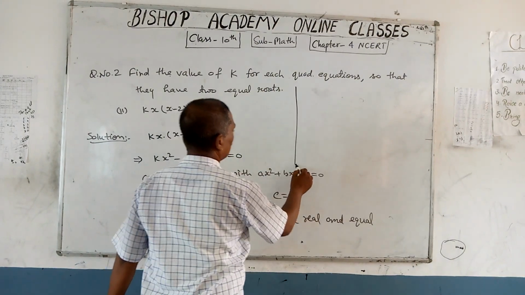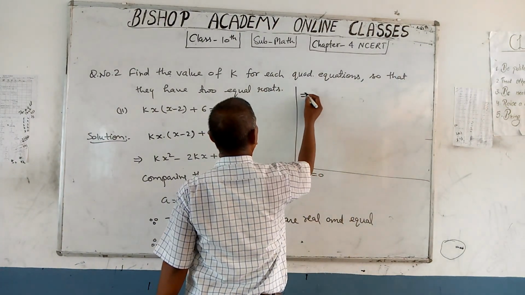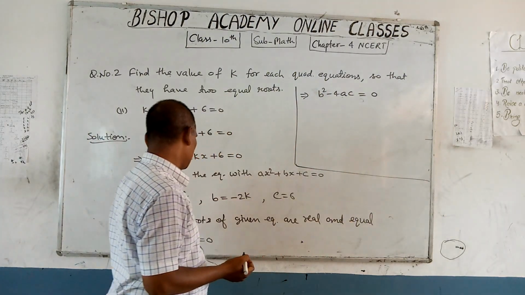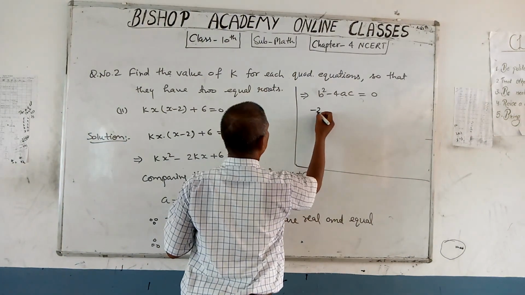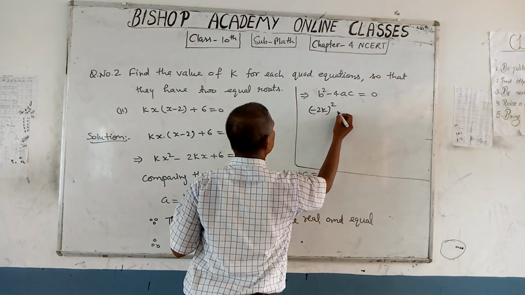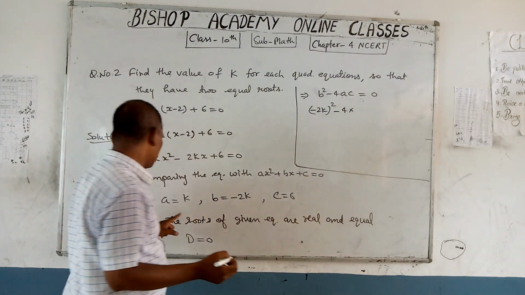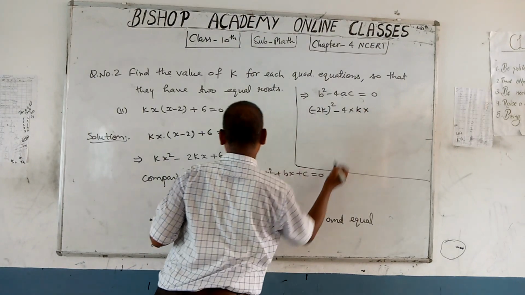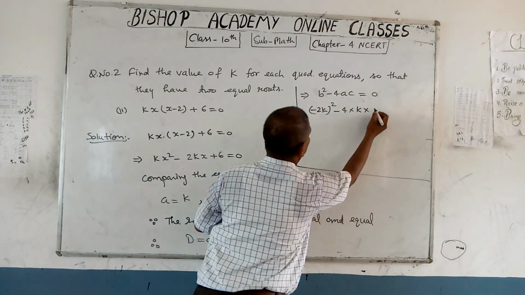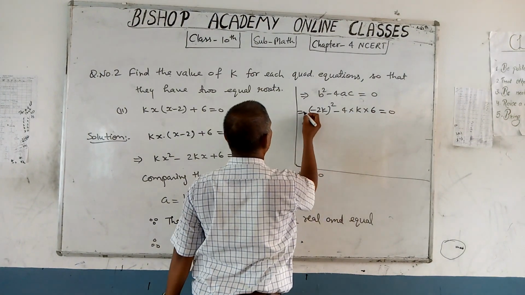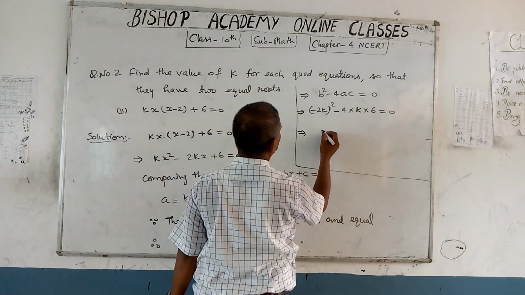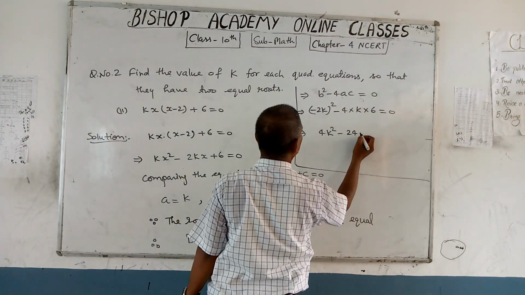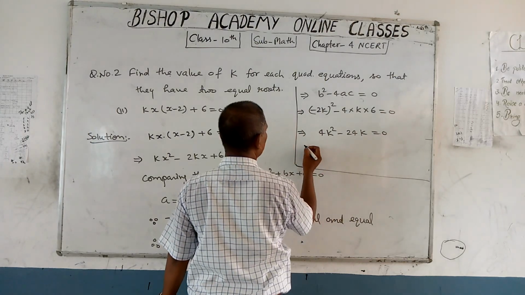Now put the value for D is equal to 0, means b square minus 4ac is equal to 0. Put value of b, which is minus 2k. So take square of minus 2k, minus 4 multiplied by value of a, which is k here. Put in the place of a, k, into value of c, 6. Put here 6 is equal to 0. Now simplify on the left side. You find 4k square minus 4 into 6, 24, k is equal to 0.